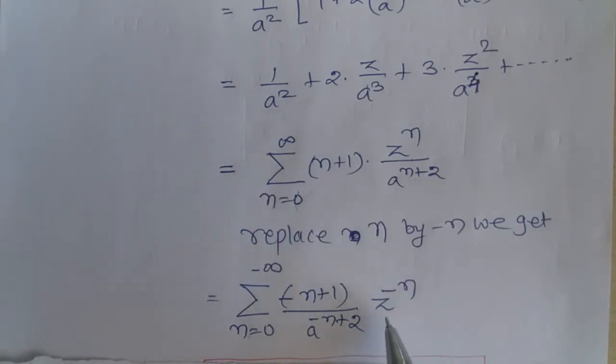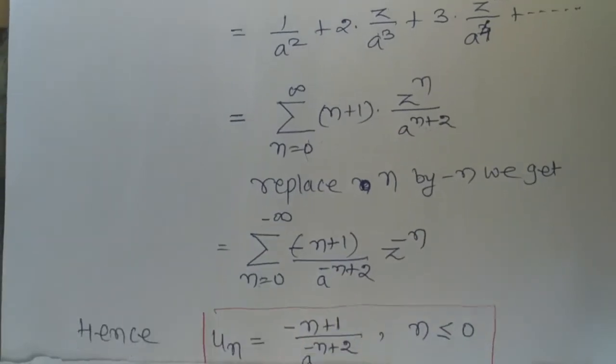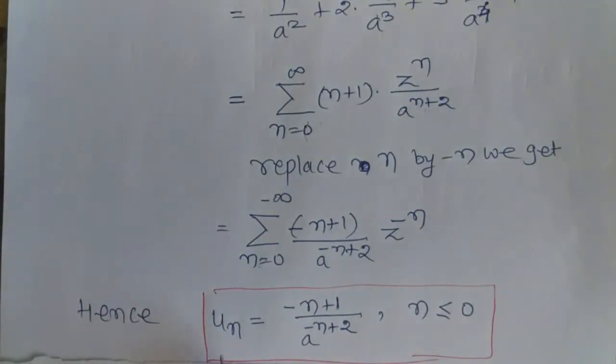Now we take the coefficient of z power minus n, which is the required inverse z transform, given by u n is equal to minus n plus 1 upon a power minus n plus 2 for n less than or equal to 0. So this is the required inverse z transform of 1 upon z minus a whole square for mod z less than mod a. Now we find the inverse z transform for mod z greater than mod a.